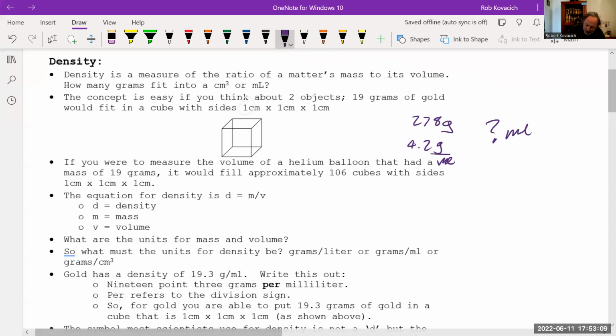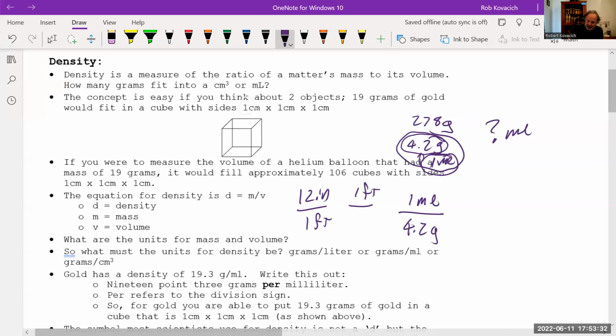So I'm going to start with 1 milliliter divided by 4.2 grams. All I did is turn this upside down, which is totally fine, because if I had 4.2 grams of this substance, it would have a volume of 1 milliliter. If I had 1 milliliter, it'd have a mass of 4.2 grams. In the same way that 12 inches is 1 foot and 1 foot is 12 inches, it doesn't matter which one you put on top, because it's a definition. The top and the bottom are equal to each other.